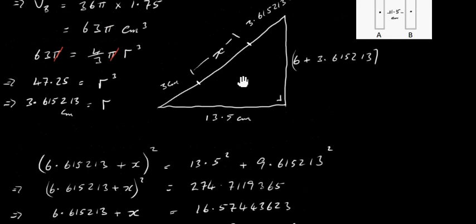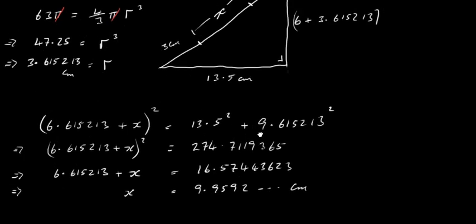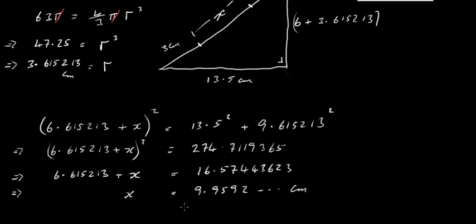What does the question actually ask us to do? Find the length of the shortest rod that will join sphere A to sphere B. So we've done that. We found this distance here. Give your answer in centimeters correct to 1 decimal place. Okay, so to 1 decimal place here. So that means x is going to be equal to, well, you've got to round. This is going to round to 9, this is going to round to 6, this is going to round to 10. So in other words, this is going to round up to 10. So it's going to be 10.0 centimeters to 1 decimal place.